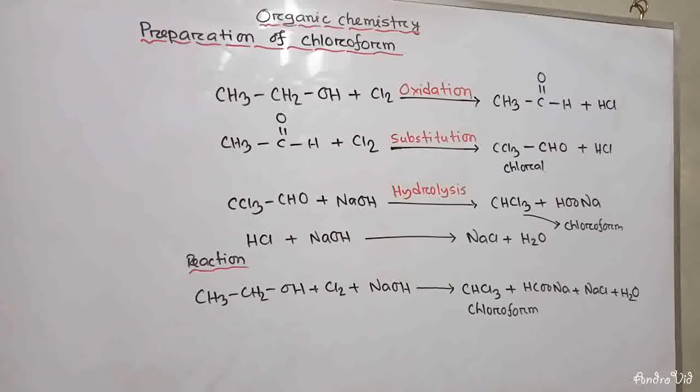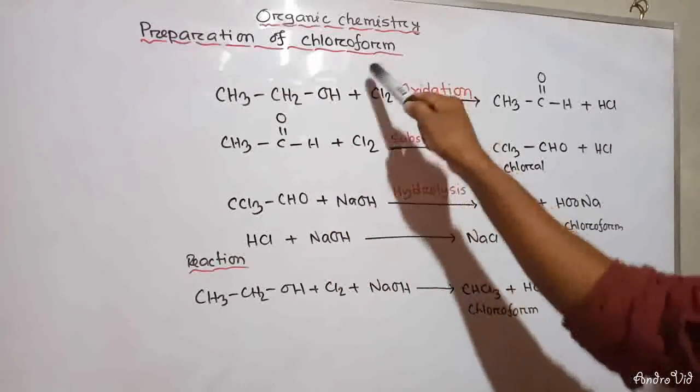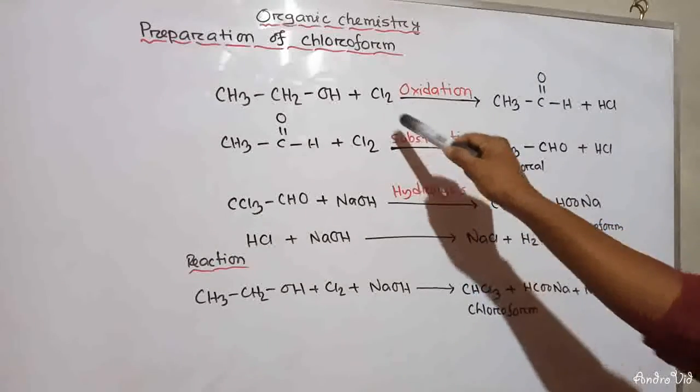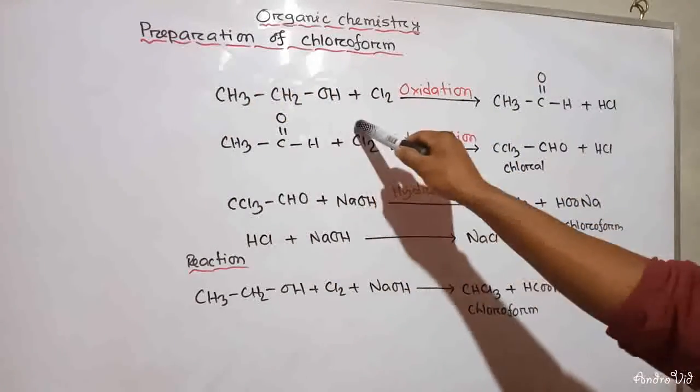This reaction basically involves 3 steps. The first one is oxidation, the second one is substitution, and the third one is hydrolysis. You know very well, during the chloroform reaction or haloform reaction, you have to use chlorine. Each and every halogen can act as an oxidizing agent. You know it very well. So as this is alcohol and chlorine can act as the oxidizing agent, it can oxidize this alcohol.